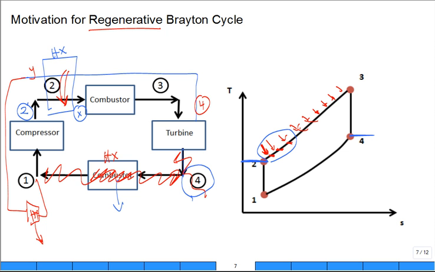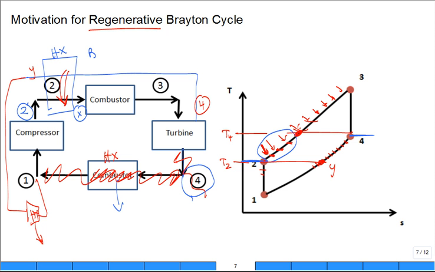All right, looking at temperatures, if we cool down these gases, what's the lowest temperature Y could be? Could Y be below the temperature at 2? No. That's the lowest Y could be. What's the highest X could be? Could it be higher than the temperature at 4? No. That's the highest it could be.